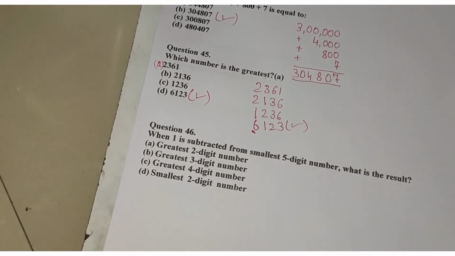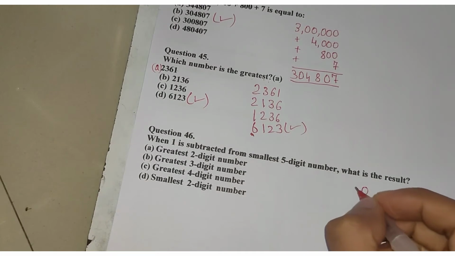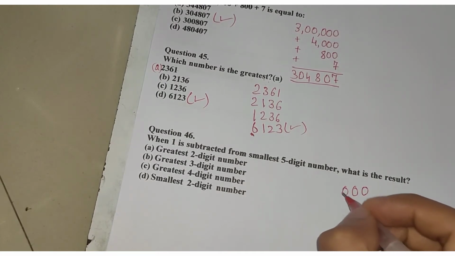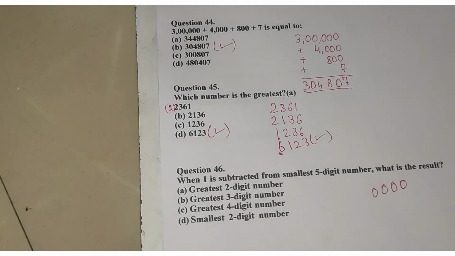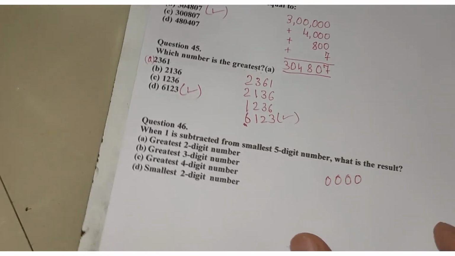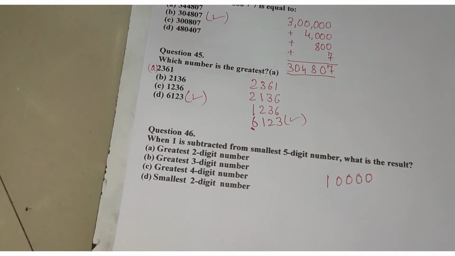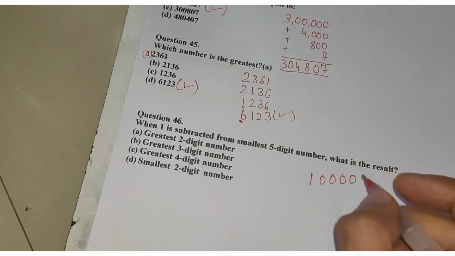Let us move to question number 46. When 1 is subtracted from the smallest 5-digit number, what is the result? The smallest single digit number is 0. Now we can't write 5 times 0 because it doesn't make any number. So at the 5th place, what will we write? We will write 1. So this is the smallest 5-digit number.